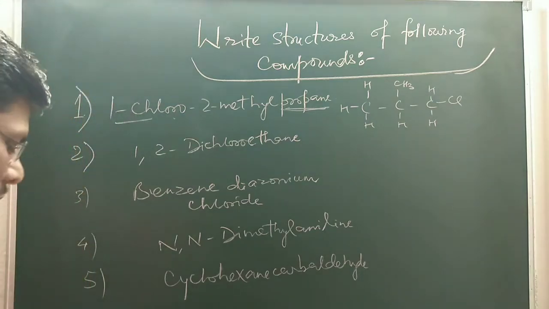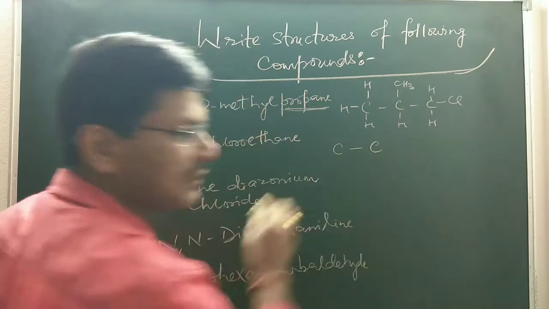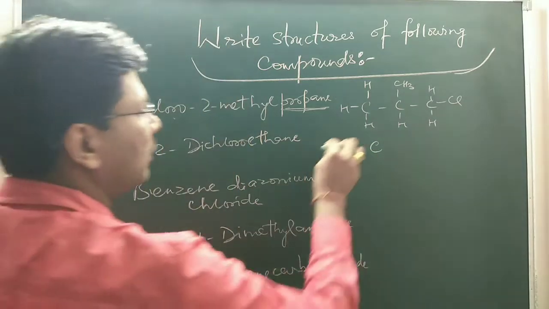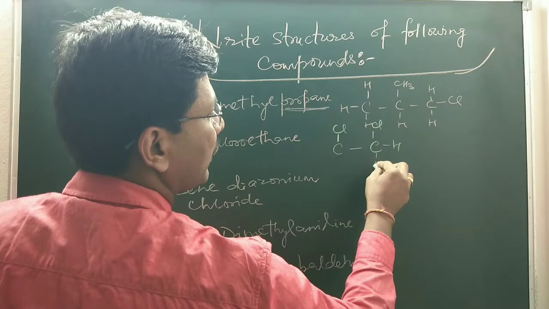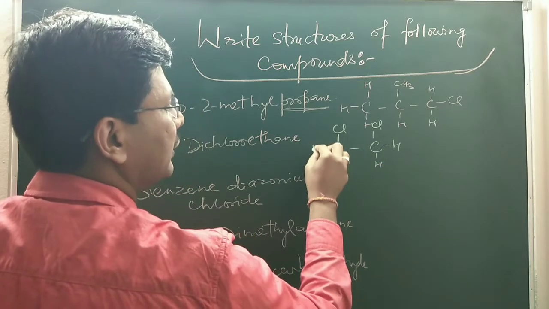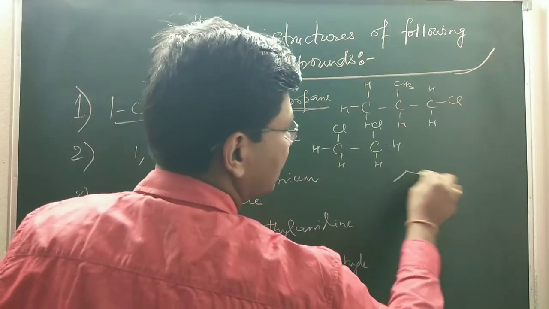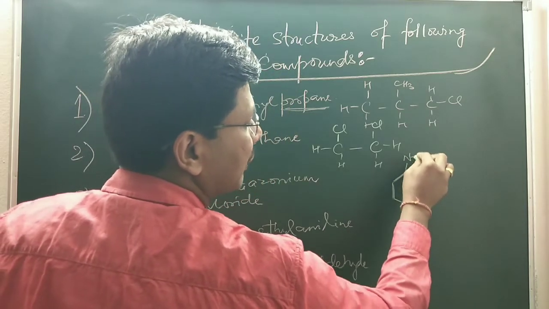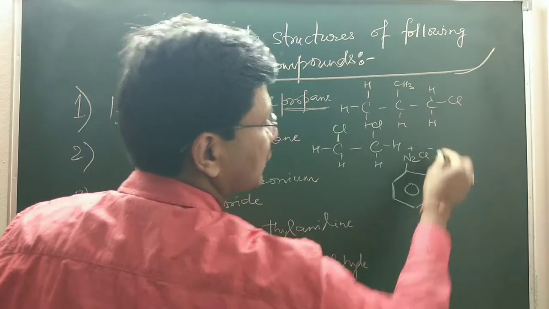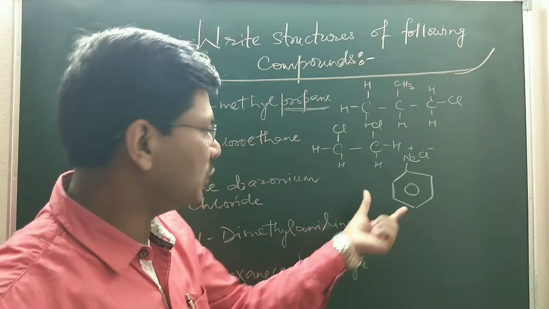Next is 1,2-dichloroethane. First you have to write ethane. Ethane is a 2-carbon organic compound, and both positions are occupied by chlorine. So this is 1,2-dichloroethane. Now coming to benzene diazonium chloride, first you have to write benzene, and the diazonium group is N2+ and Cl-. So this is called benzene diazonium chloride.